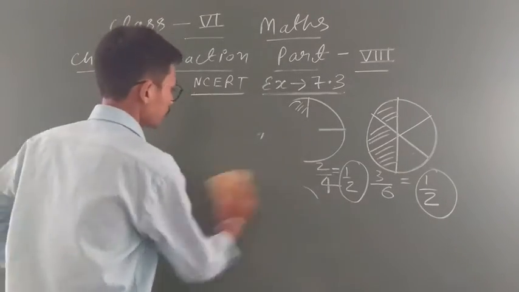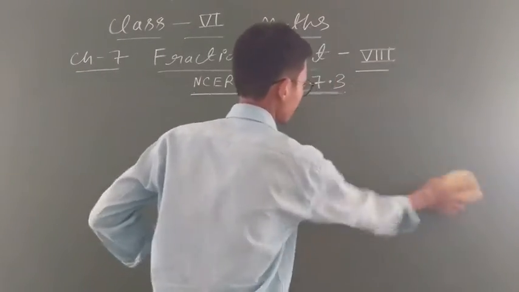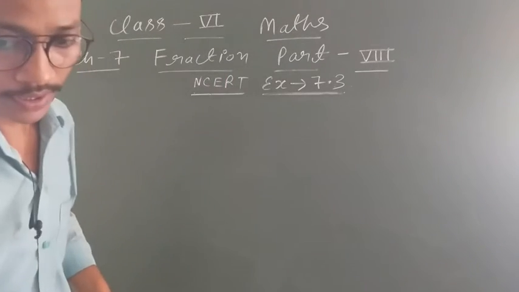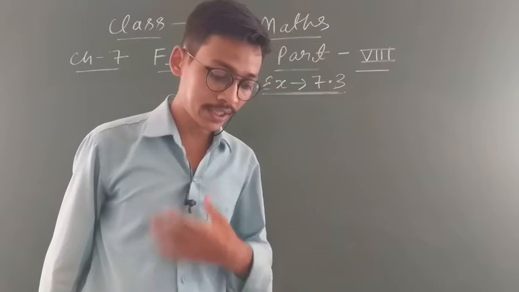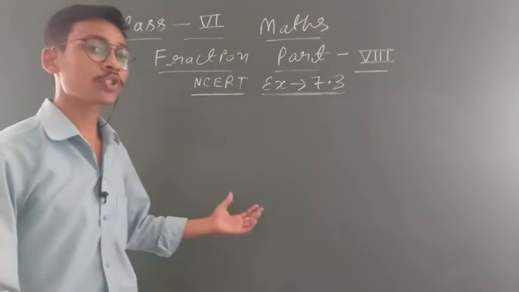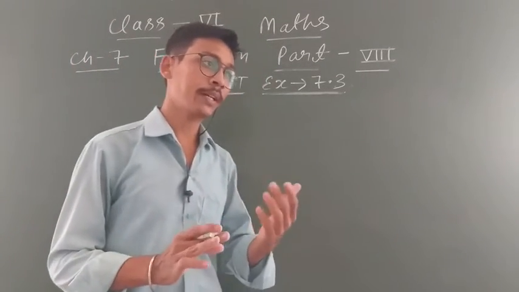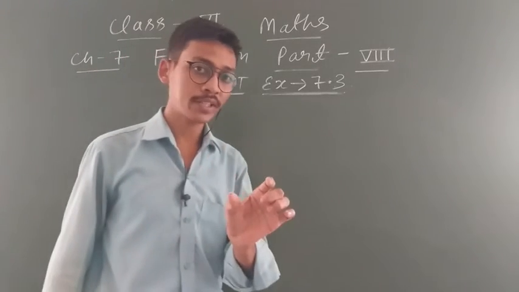Now move to the question number second. What is the requirement of the question number second, student? Question number second says: write the fraction and pair of the equivalent fraction of each of them. So see student, question number second, only I am going to explain. You have to write down the fraction and you have to match.